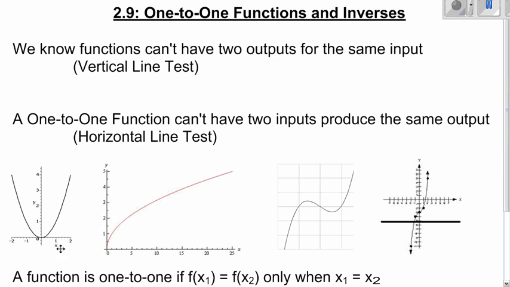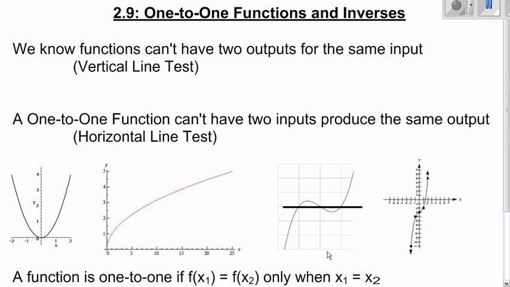So in some algebra terms, we could say that a function is one-to-one if f of x1 equals f of x2 only when x1 equals x2. So you get the same output only when the inputs were the same.